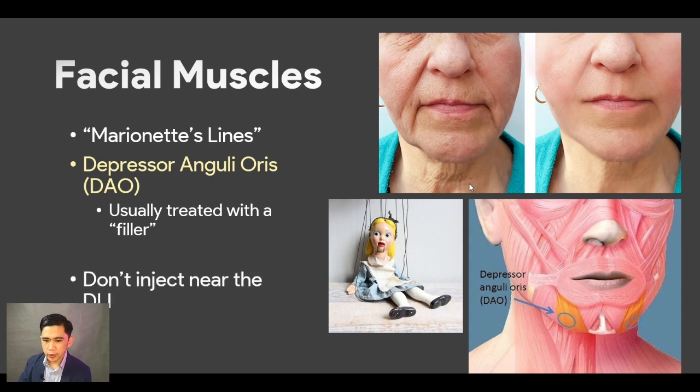Okay, so caution in injecting Botox in the depressor anguli oris. We don't inject it near the DLI, the depressor labii inferioris, because once we inject that, it will become paralyzed and the patient won't be able to move the lips downward, and thus you will have an asymmetrical left and right when doing mouth movements. So these are very near to each other.